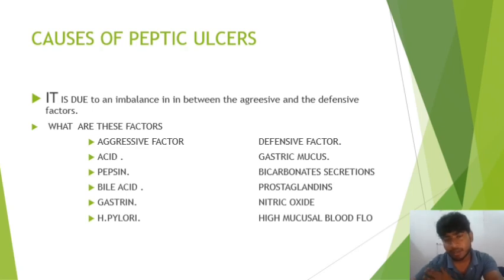Okay, so when the aggressive factor increases, then the defensive factor will activate, and if this factor decreases, the blood flow is affected. So when the aggressive factor increases, the defensive factor also rises from its initial level, so that it equalizes that. Okay, so this is the main problem behind peptic ulcer, why peptic ulcer occurs.